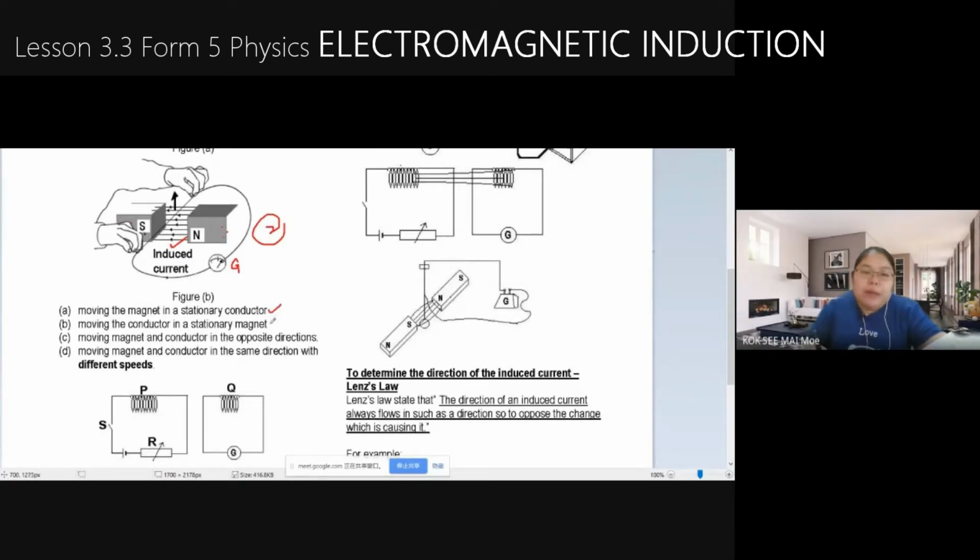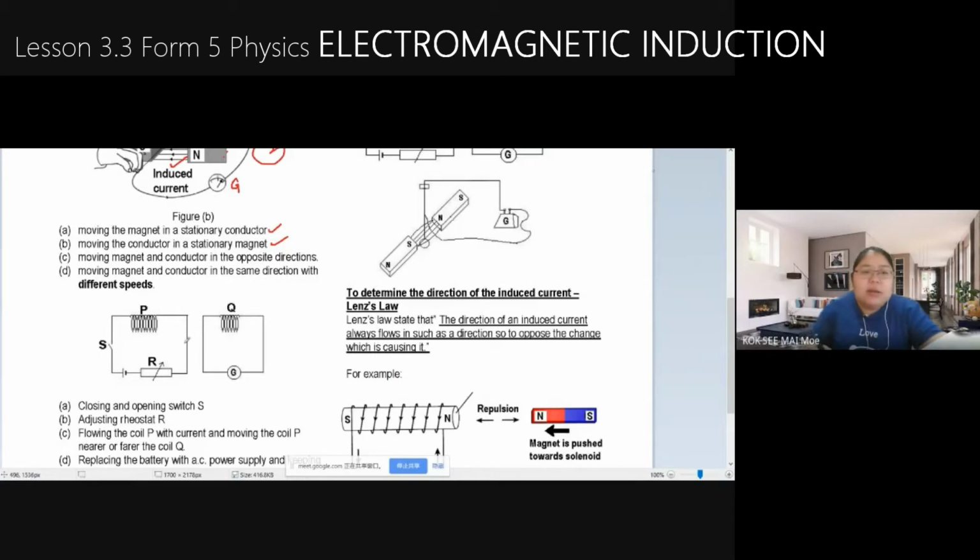Okay, B is the conductor moving in the stationary magnet. Now we're going to see situation C. C is moving the magnet and conductor in opposite directions. It's just another example. Moving the magnet and conductor in opposite directions also can produce it.